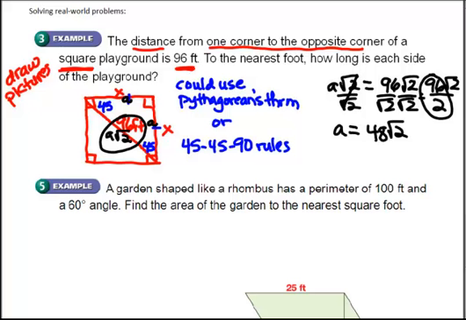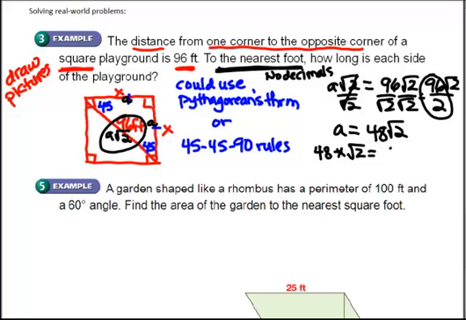However, the way this problem is different, it says to the nearest foot. This means I get to use my calculator and actually round my answer to no decimal points. Nearest foot means no decimals. Okay, so I'm going to type in the calculator 48 times the square root of 2. So we're going to do that. 48 times the square root of 2 equals.